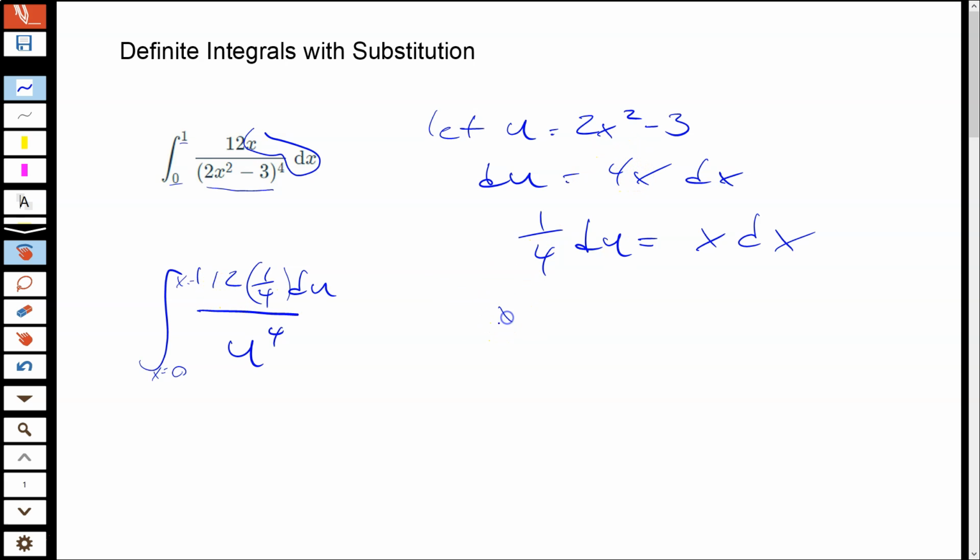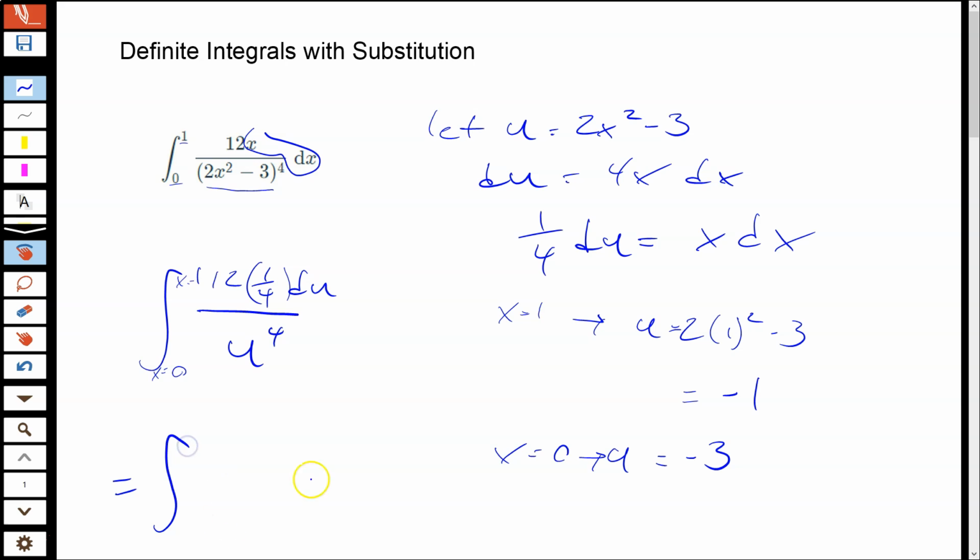So that means for x equals 1, I'm going to plug 1 into u. So u equals 2 times 1 squared minus 3, which gives me -1. For x equals 0, u obviously equals -3. Okay, so I'm going to change this integral now from the integral from x equals 0 to x equals 1 into the integral from -3 to -1 of u's.